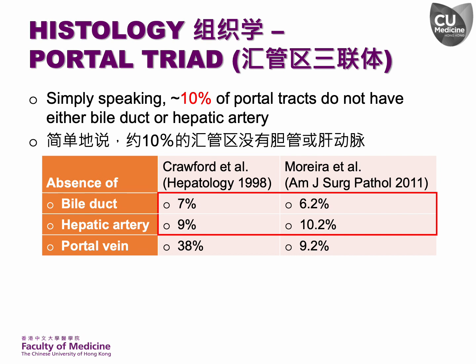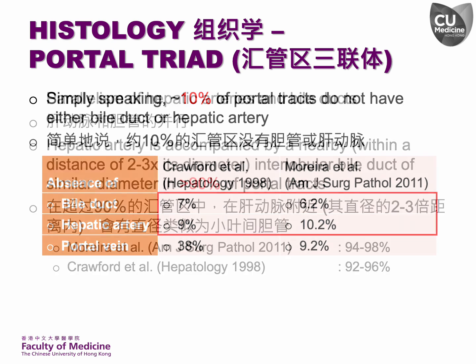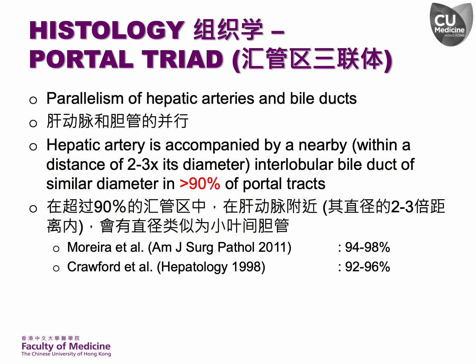Not all portal tracts contain all three components of the portal triad. Simply speaking, about 10% of portal tracts do not have either a bile duct or a hepatic artery. In over 90% of portal tracts, the hepatic artery is indeed accompanied by an interlobular bile duct of similar size within a distance of about 2 to 3 times the diameter of the hepatic artery itself.